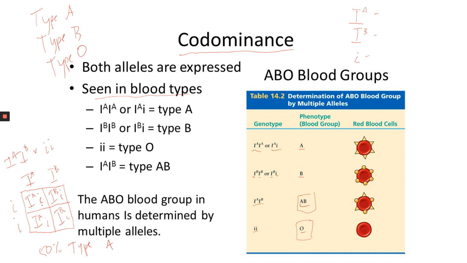Because I have type A here, type A here, type B here, type B here. I'm just writing the blood types over in the corners so you guys can see. 50% type A because it's IAi, which gives us type A, right? And 50% type B, which is IBi, which gives us type B. So 50% type A and 50% type B is what you should have gotten from that one.